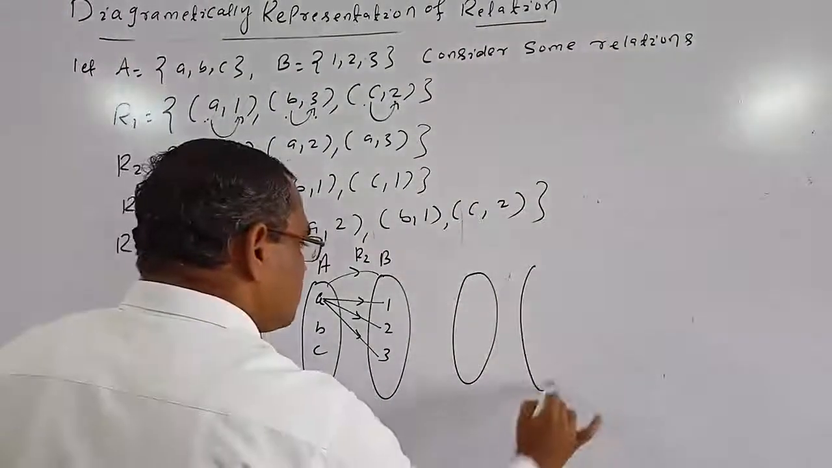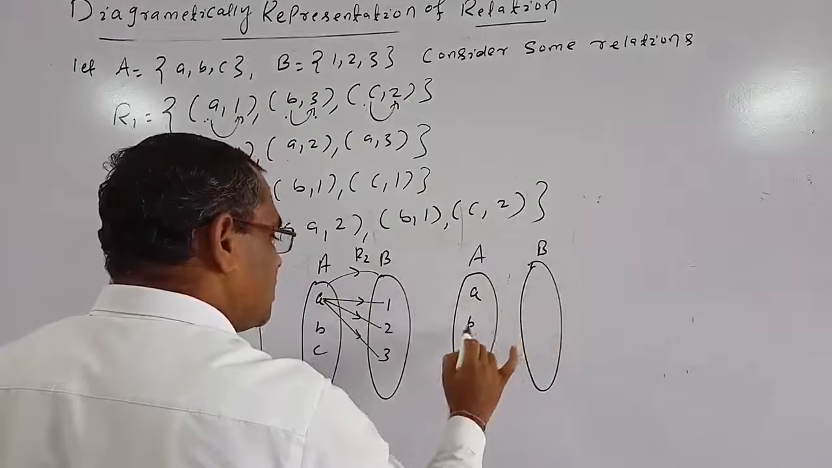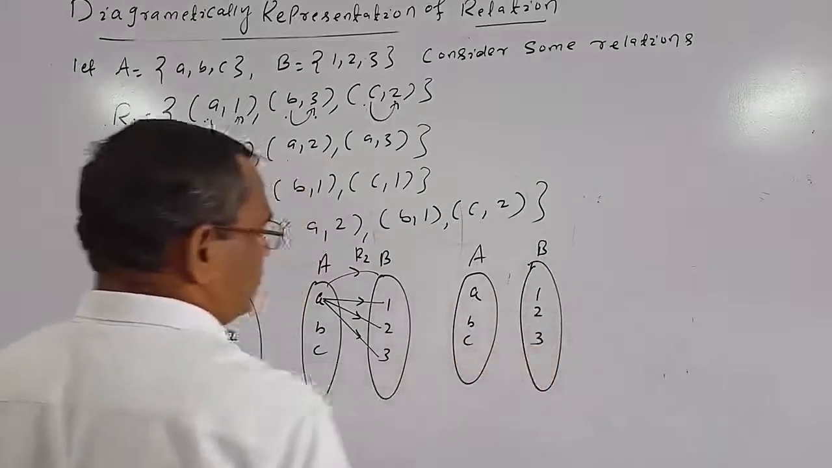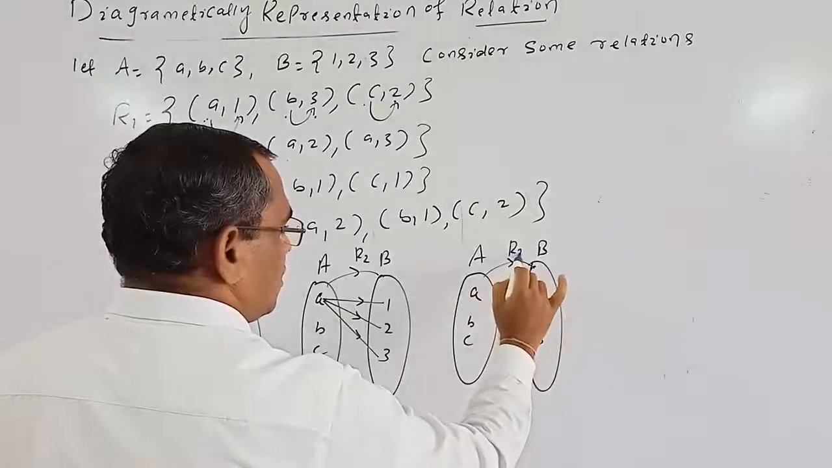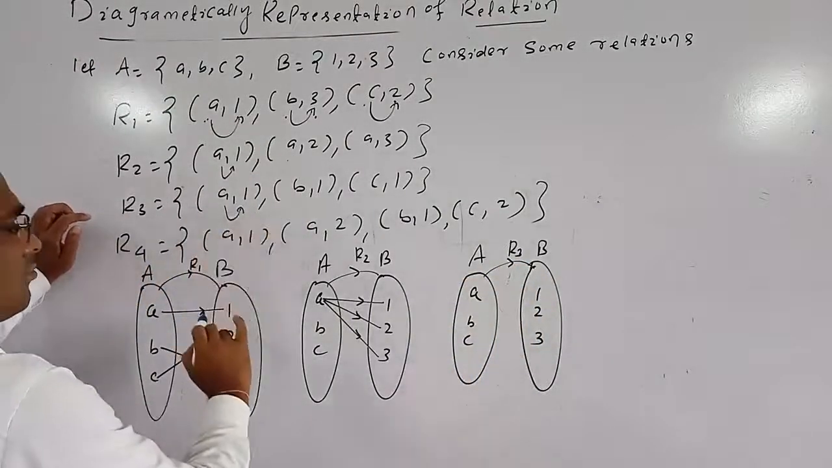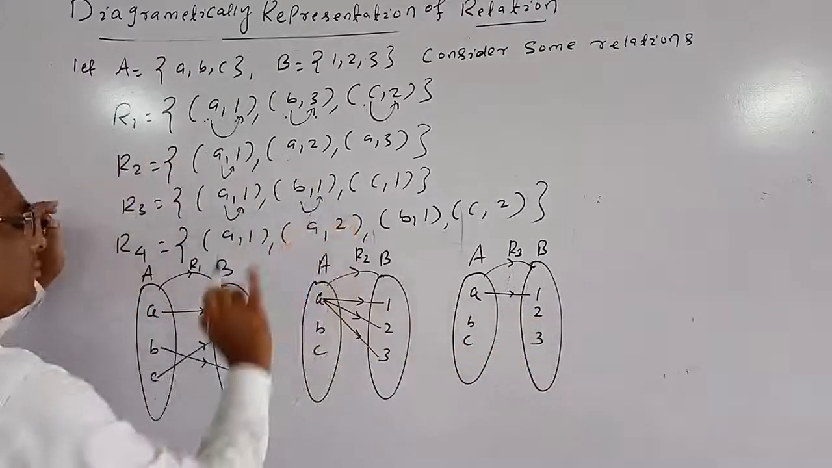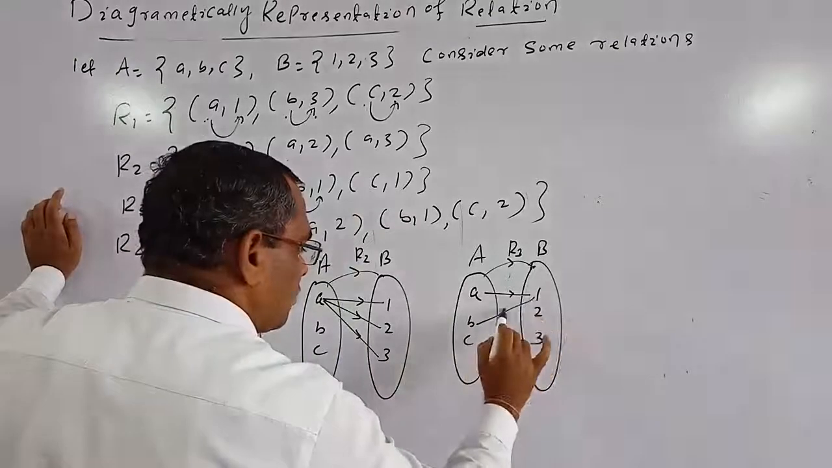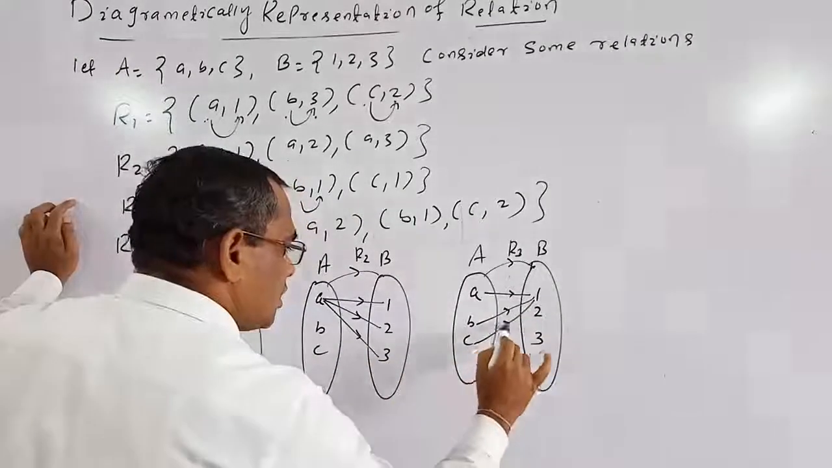R3. Here this is set A and this is set B, with a, b, c and 1, 2, 3. Now this is the R3 relation. R3 contains a related to 1, b related to 1, and c related to 1.